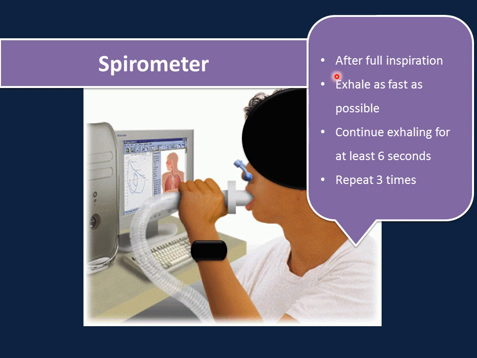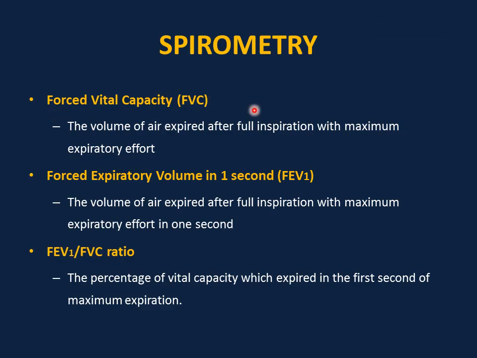So again, maximum inhalation, then exhale as fast as possible. Continue exhaling for at least 6 seconds. Then you repeat the process 3 times and you consider the maximum value. The most important values measured by the spirometer are forced vital capacity and forced expiratory volume in the first second, FEV1, and the ratio of both values.